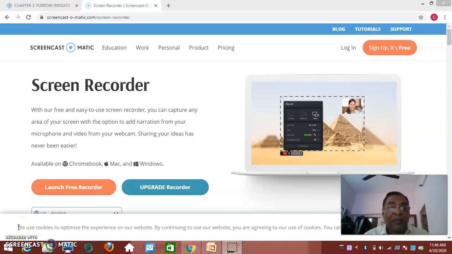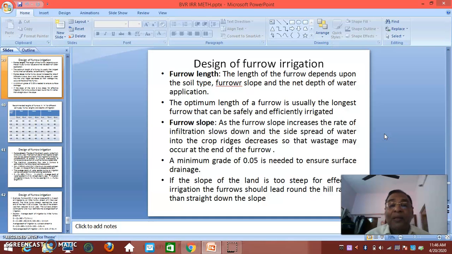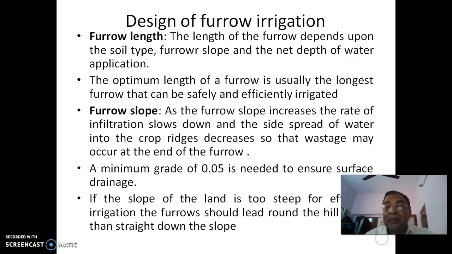Okay, we will continue from the last slide where I stopped in the middle of the design of furrow irrigation. Let us go to our PowerPoint presentation again. In the design of furrow irrigation, we discussed furrow length, optimum length, and furrow slope. Then we go for the next one.